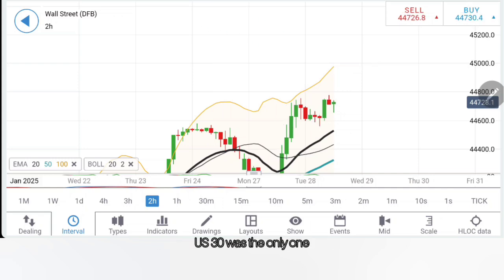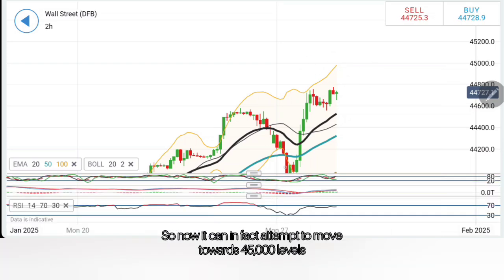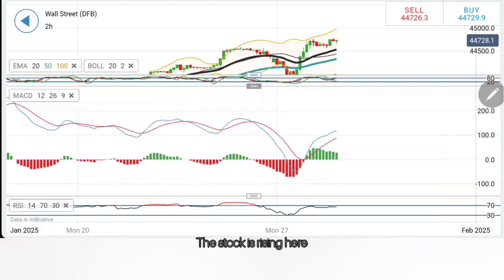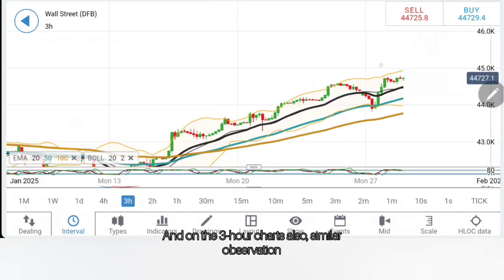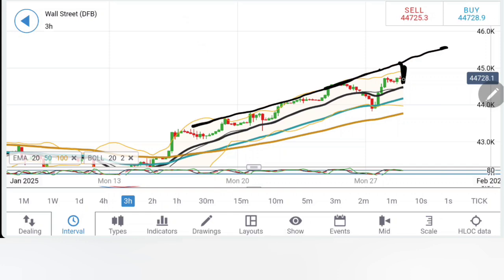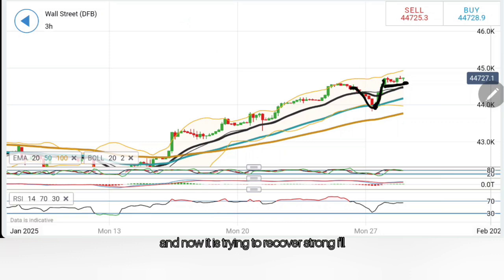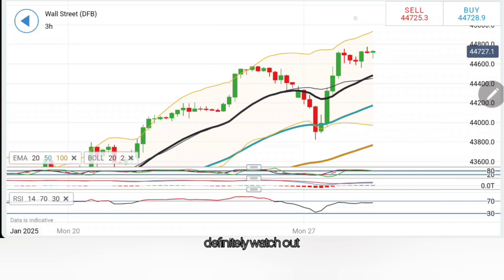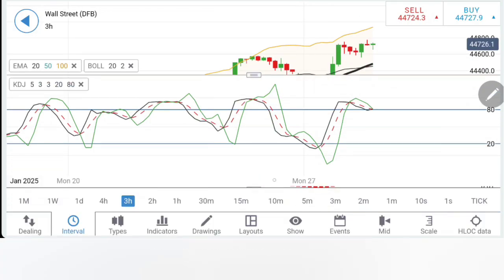Now see, US30 was the only one which has not hit the highs previously, while with the rise in the S&P and Nasdaq. So now it can in fact attempt to move towards 45,000 levels. Stochastic rising here, MACD rising here, RSI is flat at top, and on the 3 hour charts also a similar observation. Notice that it is trading in this bullish channel still. The highs are well above, 45,000, 45,200. This dip has got some of the orders closed, and now it is trying to recover strong. I'll definitely watch out how it behaves at 44,800 levels, beyond which sky is the limit on the upside.